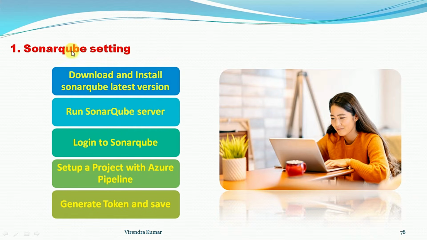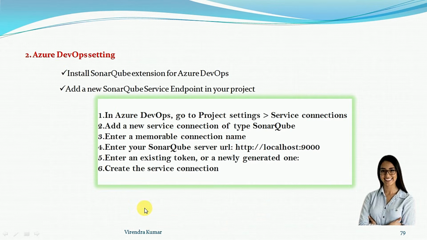So this SonarQube setting is done. We downloaded and installed the SonarQube server, we ran the SonarQube server and logged into the web portal, and we set up the project with Azure Pipelines. We generated the token and saved it. Now the Azure DevOps settings. To do the Azure DevOps settings, first we will install the SonarQube extension or plugin for Azure DevOps. For that we will add one SonarQube service endpoint in our project.